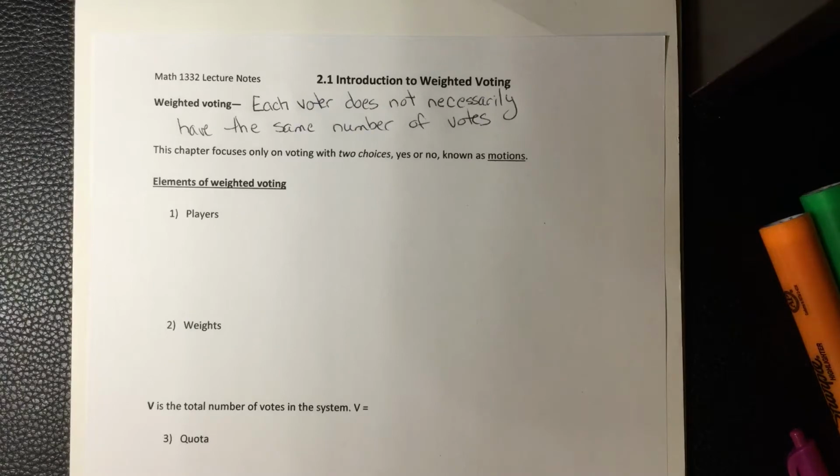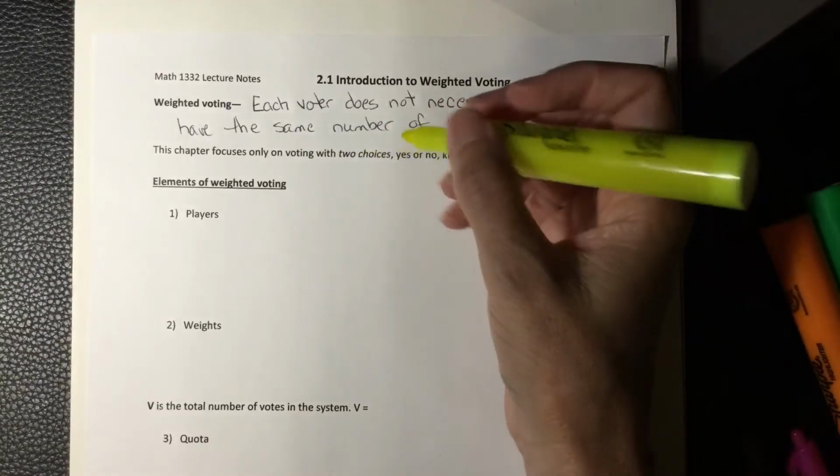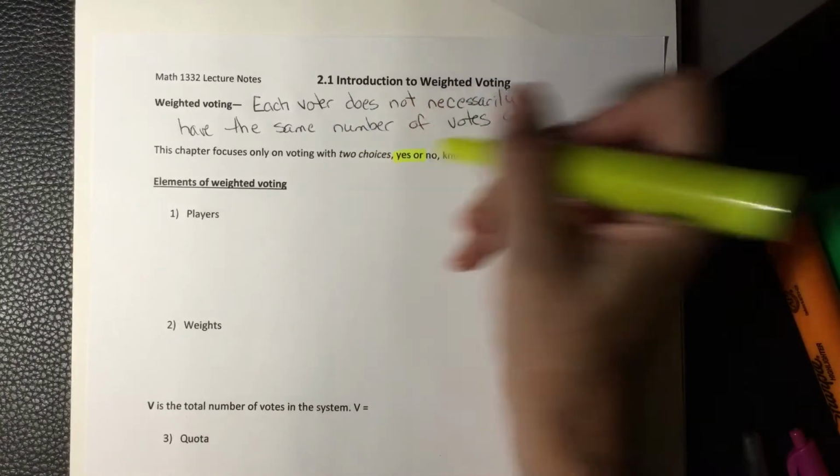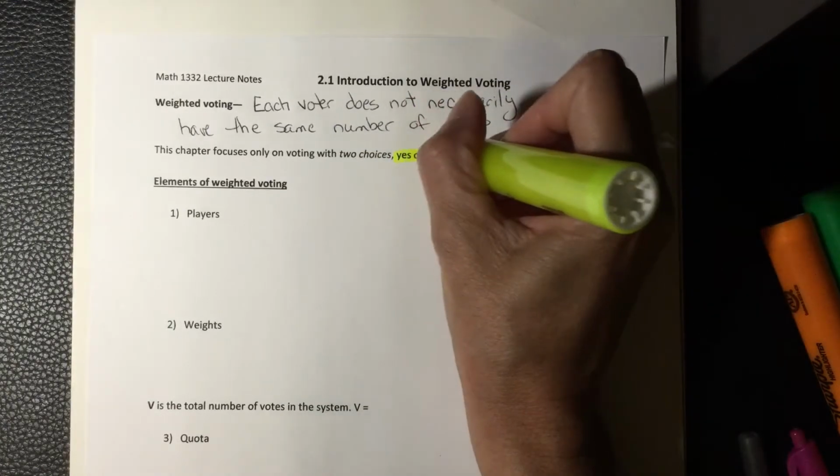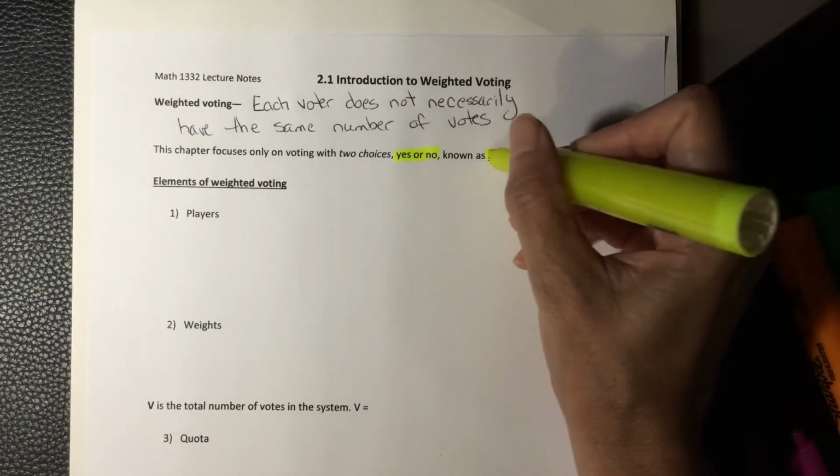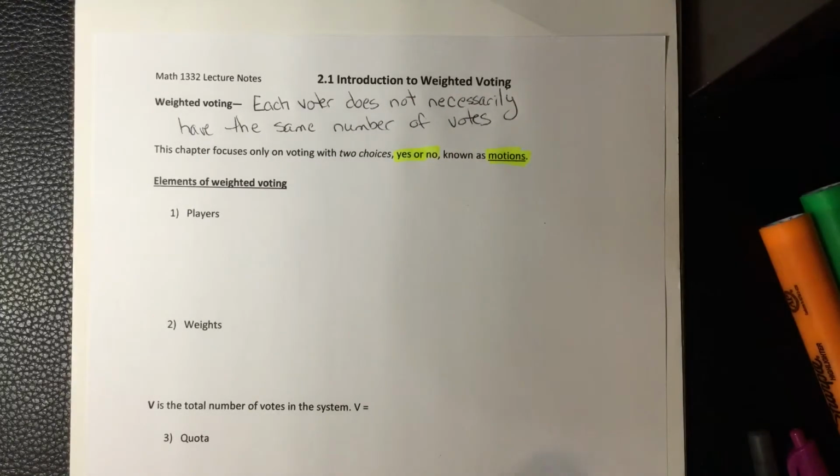Okay, so we're going to be looking at what are called motions, where your only 2 choices to vote are yes or no. So maybe you're trying to decide if you want to add a new product to your product line and you're voting yes, we want it, no, we don't. So motions are always going to be yes or no.